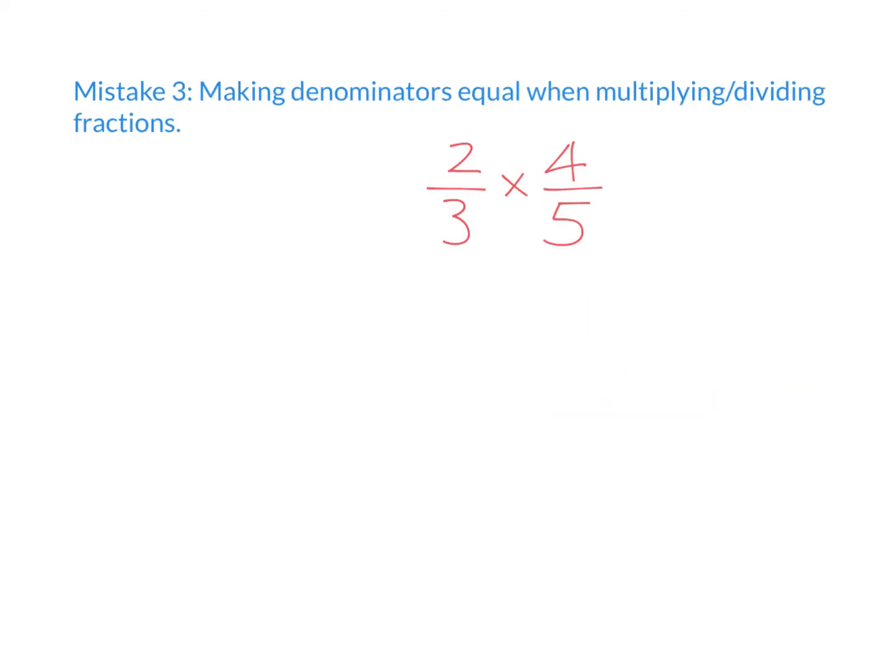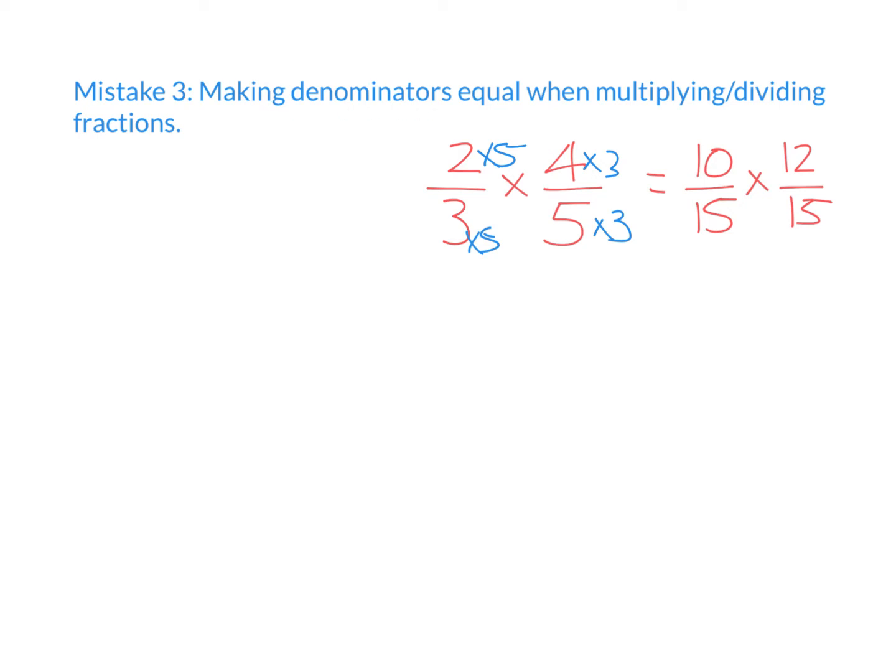So the next mistake is that when people are multiplying or dividing fractions, they think they have to make the denominators equal. And that's not true. You only have to make the denominators equal when adding or subtracting. So what people will do in this situation is they'll find the lowest common denominator, so multiply top and bottom of the first fraction by 5, top and bottom of the second fraction by 3, and then you get 10 over 15 times 12 over 15. And then people don't know, are they supposed to multiply the denominators? What do you do now?